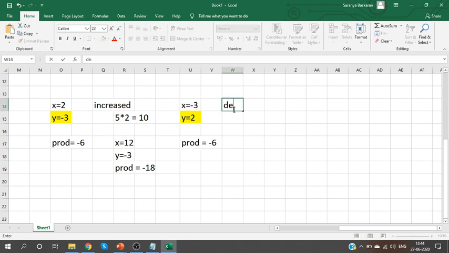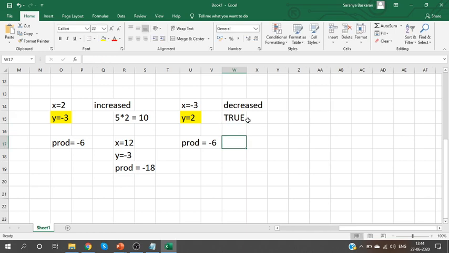Okay, in this case, x value is going to be decreased. Decreased how much? By 10. So minus 3 will be decreased by 10. We will get minus 13. So x value is updated as minus 13. Y value will still be 2. So now if I calculate the product, 13 into 2, product is minus 26. So from minus 6, product has reduced to minus 26.